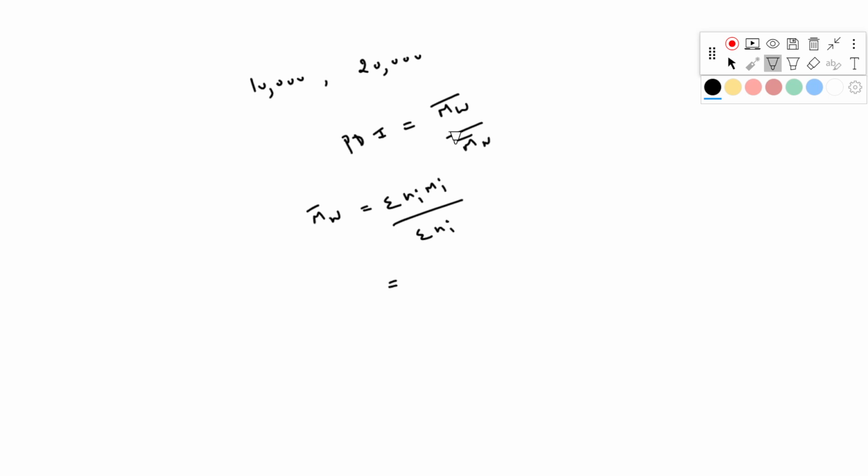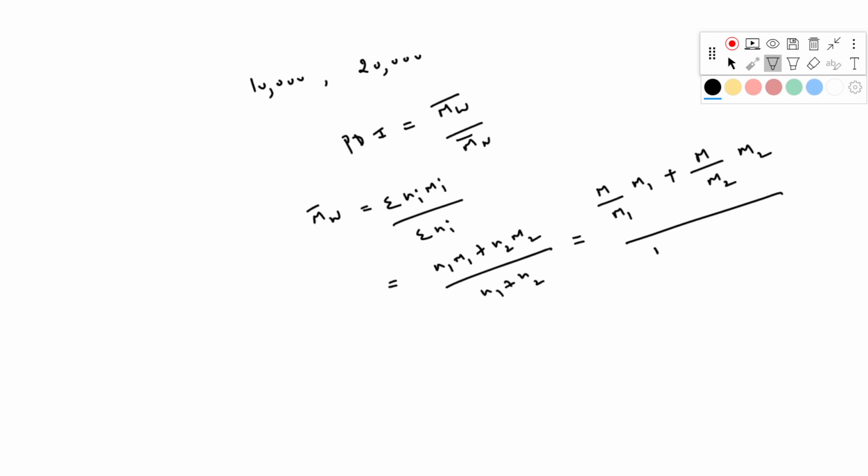Number of moles is mass by molar mass. So for N1 M1 plus N2 M2 over N1 plus N2, the masses are equal. Here it is M by M1 into M1, and the number of moles is nothing but mass by molar mass, so M by M2 into M2 over N1 again. So that is M by M1 plus M by M2. M1 M1 get cancelled, M2 M2 get cancelled, and you have to take common here.